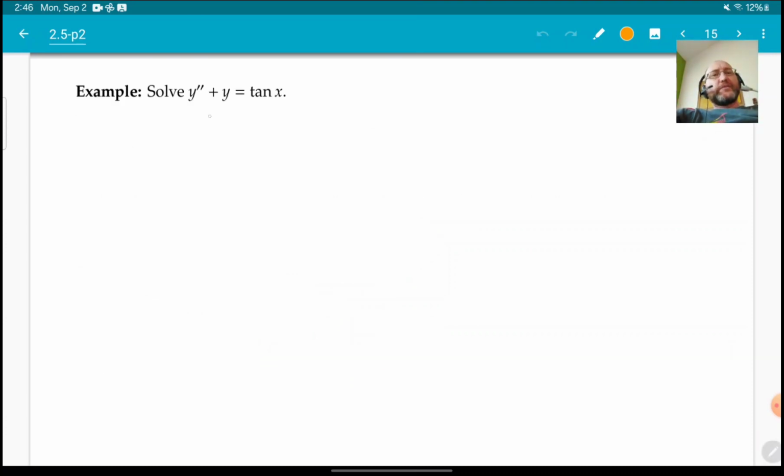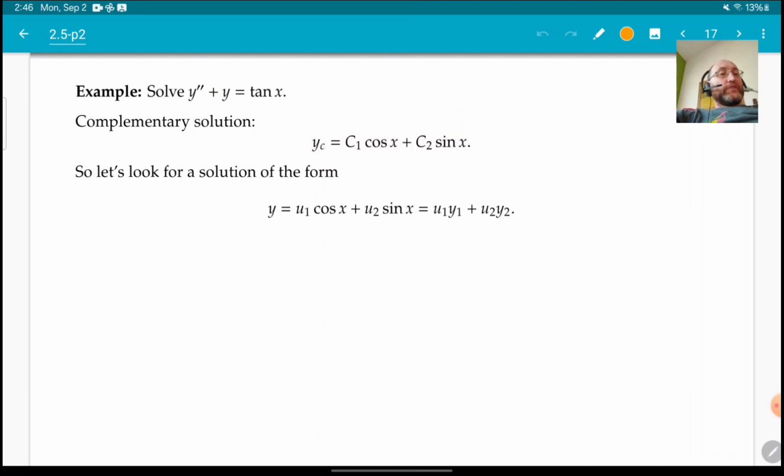So let's see an example. It's probably easiest to see an example. So let's suppose that we have y double prime plus y equals tangent x. So the complementary solution is easy. In this case, it's sine and cosine. So maybe y1 is cosine, y2 is sine. So what we're trying to do is u1, some function, times cosine plus u2, again some function. These are not constants; these are functions times sine. So u1 and u2 are functions of x.